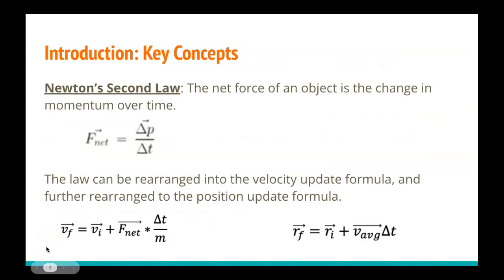The main physics concepts of this experiment are based on Newton's second law, which states that the net force on an object is the change in momentum over time. This law can be further rearranged into the velocity update formula. The position update formula can also be derived from Newton's second law.